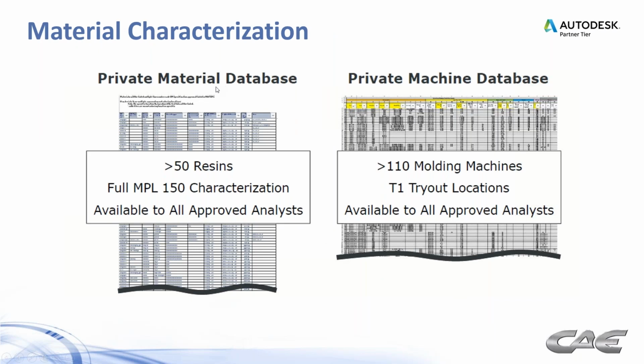So not only is there a private material database for GM and the expert certified analysts that are approved by GM, but there's also a private machine database so that whenever you go to a tryout, a T1 tryout, the specs of those machines are available and can be used to benefit the analyst.